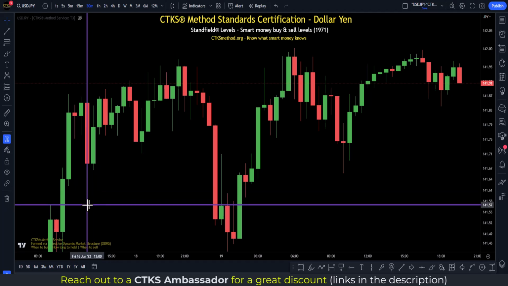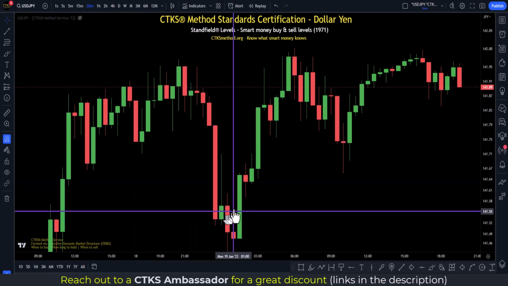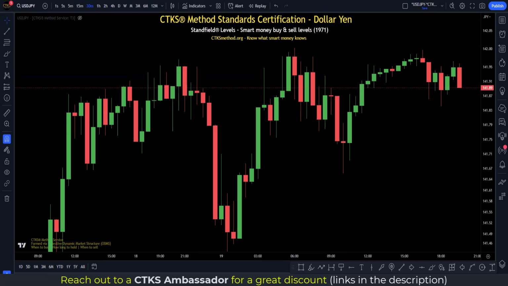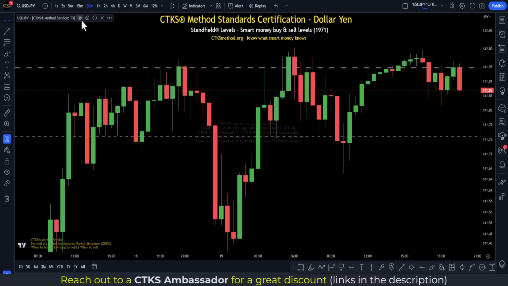You can see that when we look at dollar yen, USD JPY, we can see a completely different objective dynamic market structure. Why is this? Because dollar yen is getting overridden by SLs, or Stanfield levels. How do we know that? Well, we just pop on the indicator and it's as clear as day.